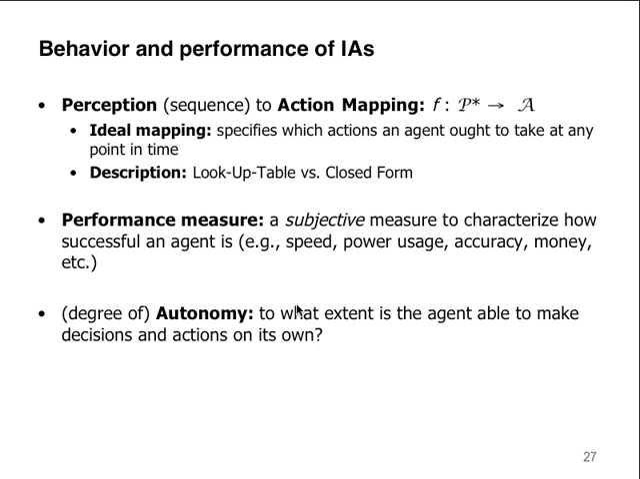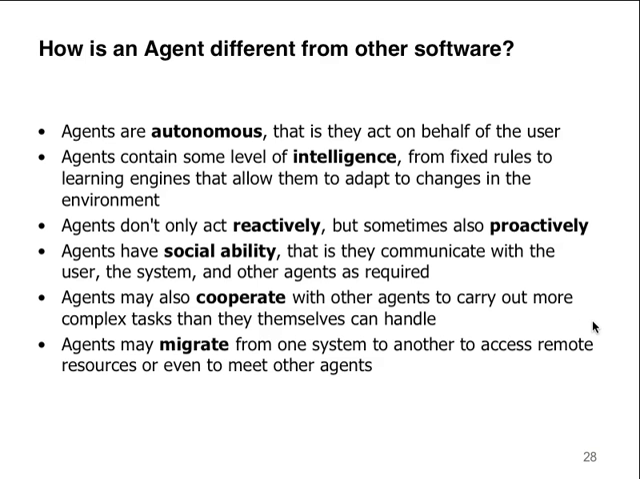And then the degree of autonomy, which basically is to what extent is the agent able to make decisions and actions on its own? And how effective is it? If it can't make the actions on its own and it needs too much human interaction, then you need to automate it a little bit more, if possible, basically in concept.